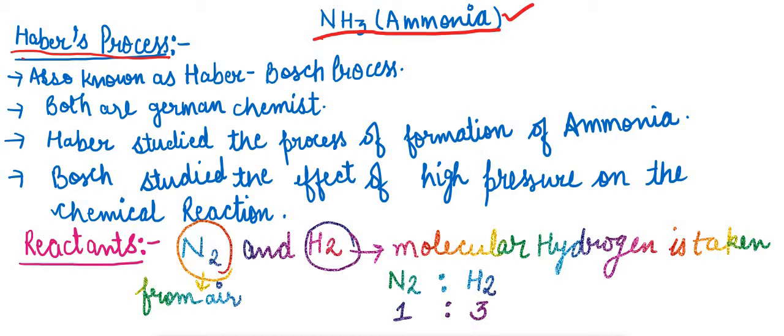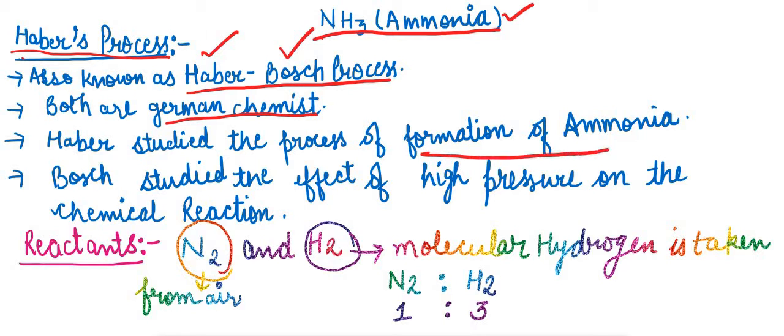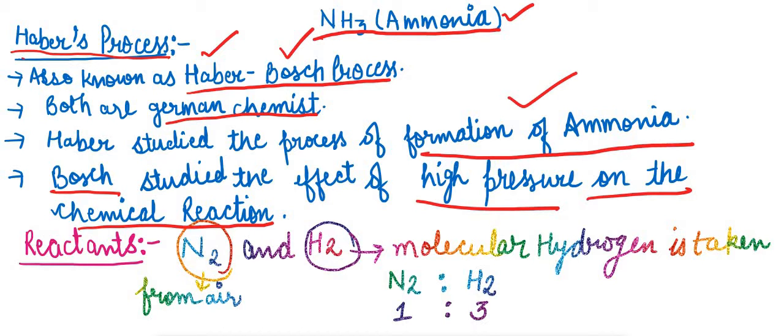This Haber's process is also known as the Haber-Bosch process, because it was developed by two German scientists, one is Haber and the second one is Bosch. Haber was the scientist who studied the process of formation of ammonia. Bosch studied the effect of high pressure on the chemical reaction, that with high pressure conditions, the reaction goes on very fast. So he studied the effect of high pressure on the chemical reaction, right?